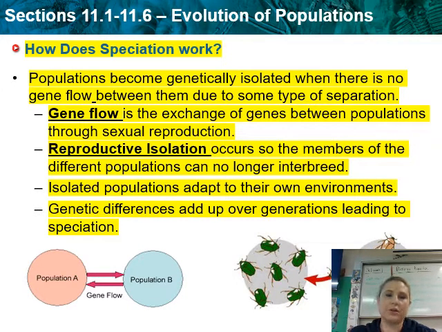And if you recall, gene flow is the exchange of genes between populations through sexual reproduction. Because these populations are separate for so long, we have a thing called reproductive isolation occurring. And this occurs so members of the different populations no longer interbreed. These isolated populations adapt to their own environment, so they're evolving separately from each other. And these genetic differences add up over generations, leading them into new species that no longer can interbreed.